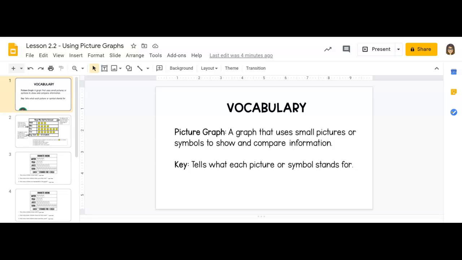Before I show you what a picture graph looks like and explain how to use one, we need to talk about some vocabulary. Our first vocabulary word is picture graph. A picture graph is a graph that uses small pictures or symbols to show and compare information. The next one is a key. A key tells what each picture or symbol stands for.